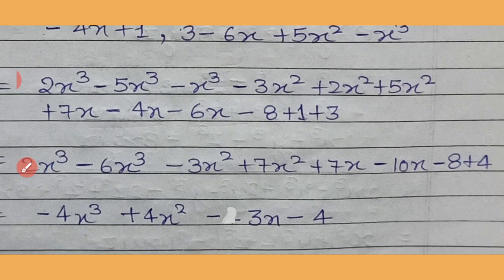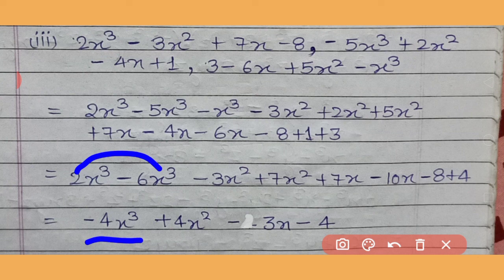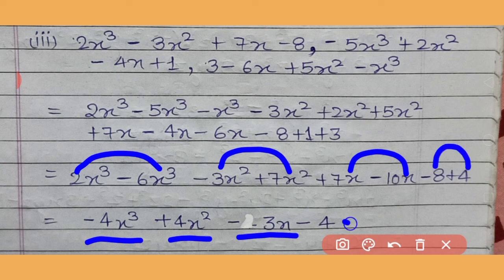So now the new expression we have found: 2x cube minus 6x cube minus 3x square plus 7x square plus 7x minus 10x minus 8 plus 4. So minus 6x cube will subtract 2x cube, giving the answer minus 4x cube. 7x square will subtract 3x square, giving 4x square. 10x will subtract 7x, giving 3x. And minus 8 will subtract 4, giving the answer 4.